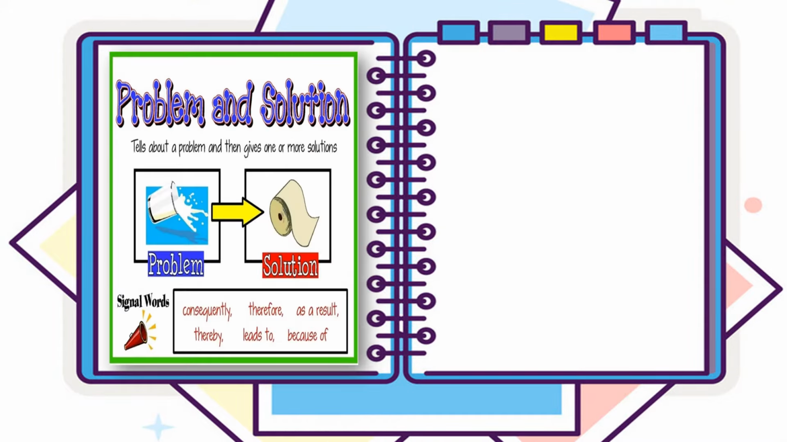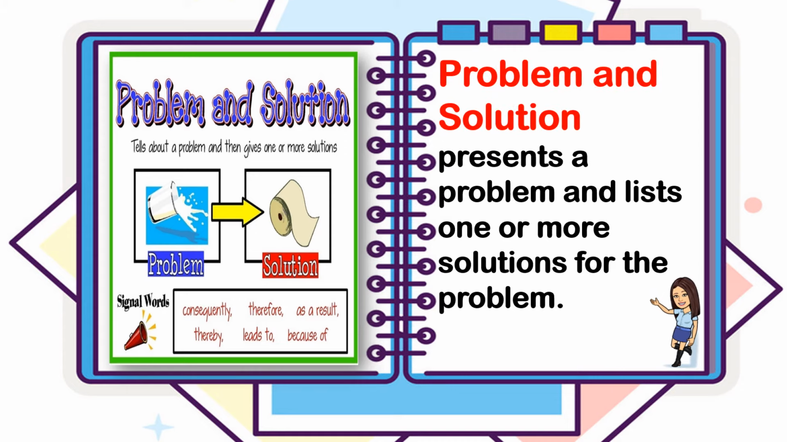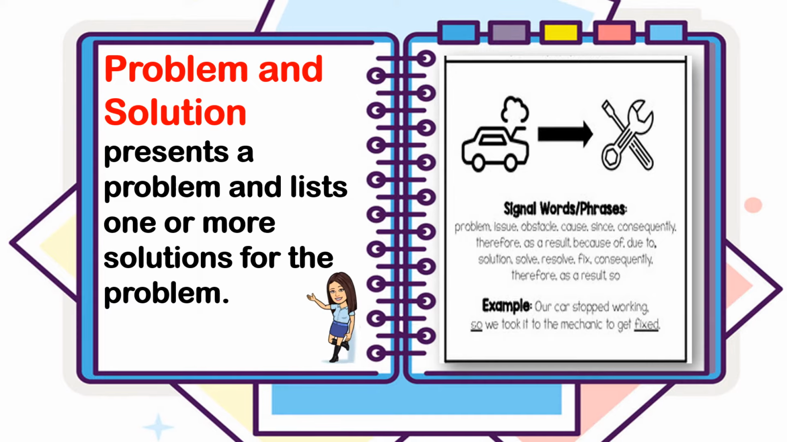Problem and solution. Problem and solution presents a problem and lists one or more solutions for the problem. In the given example, the problem is the milk spills on the floor. Therefore, to solve the problem, wipe the floor with a tissue. Another example. The problem is our car stopped working. So the solution we made, we took it to the mechanic to get it fixed.